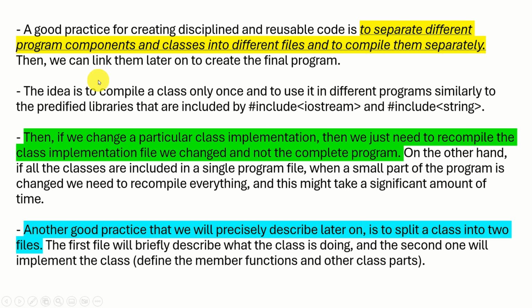A good practice for creating disciplined and reusable code is to separate different program components and classes into different files and to compile them separately. Then we can link them later on to create the final program. The idea over here is to compile a class only once and to use it in different programs, similarly to predefined libraries that we include, for example include input-output stream, or include string.